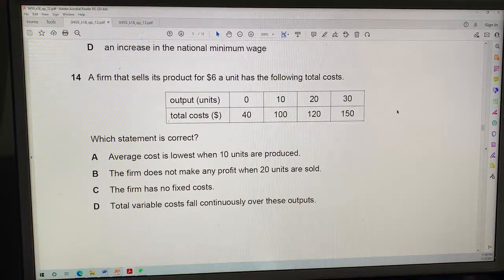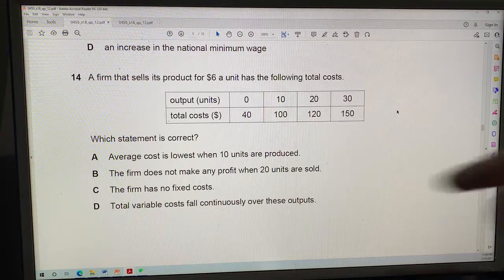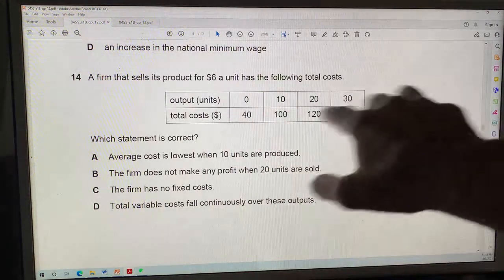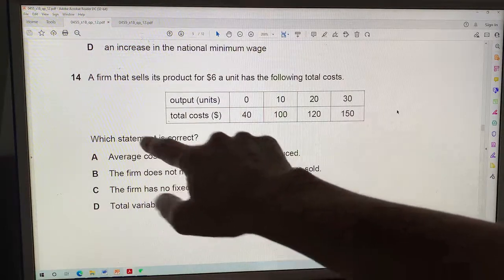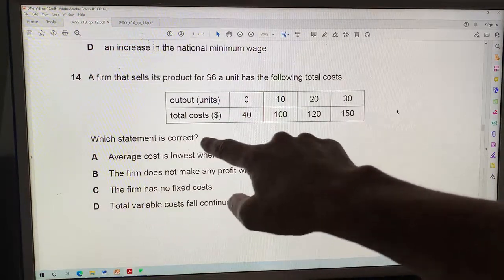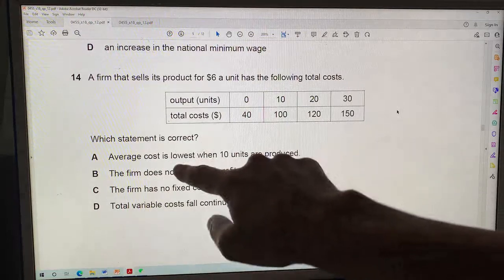Question 14 is the same, and they asked the same question in question paper 11. So let's see, we have some numbers. I know I need to do a calculation. And the last part of the question is which statement is correct. So I just test each one quickly.